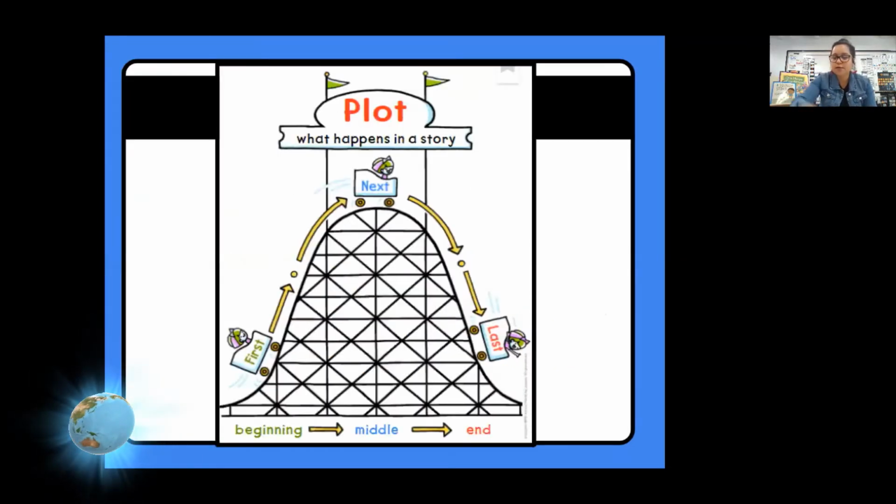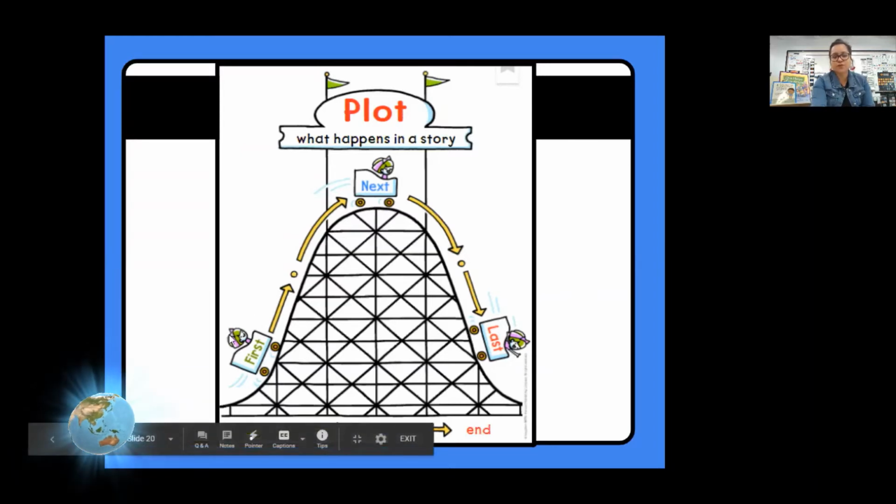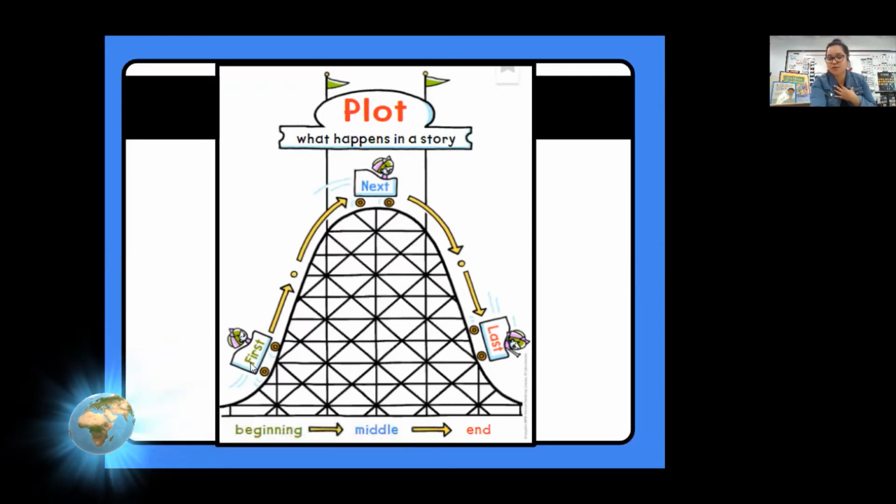All right, so let's back off a little bit and just describe what it means when Ms. Cervantes says plot. So plot is what happens in the story. Can you say plot? Good job. So plot is what happens in the story with 3 steps. So it's kind of like a roller coaster. In the roller coaster, you start at the bottom, which is the beginning, the first thing. So the boy at the beginning started with the letter I, just describing himself in there.